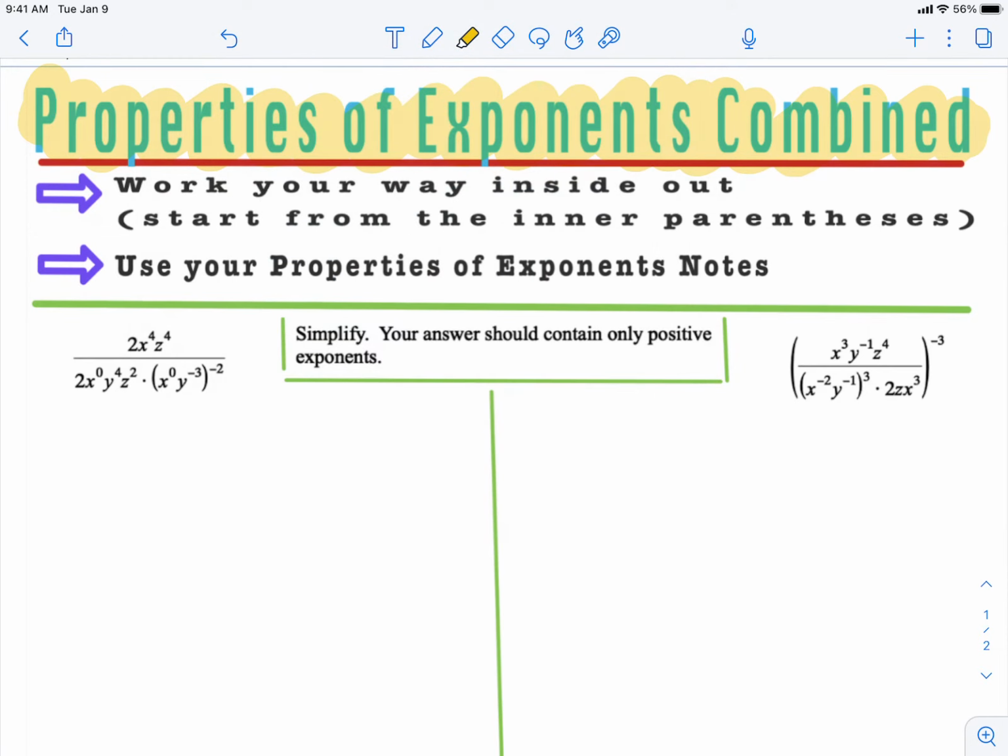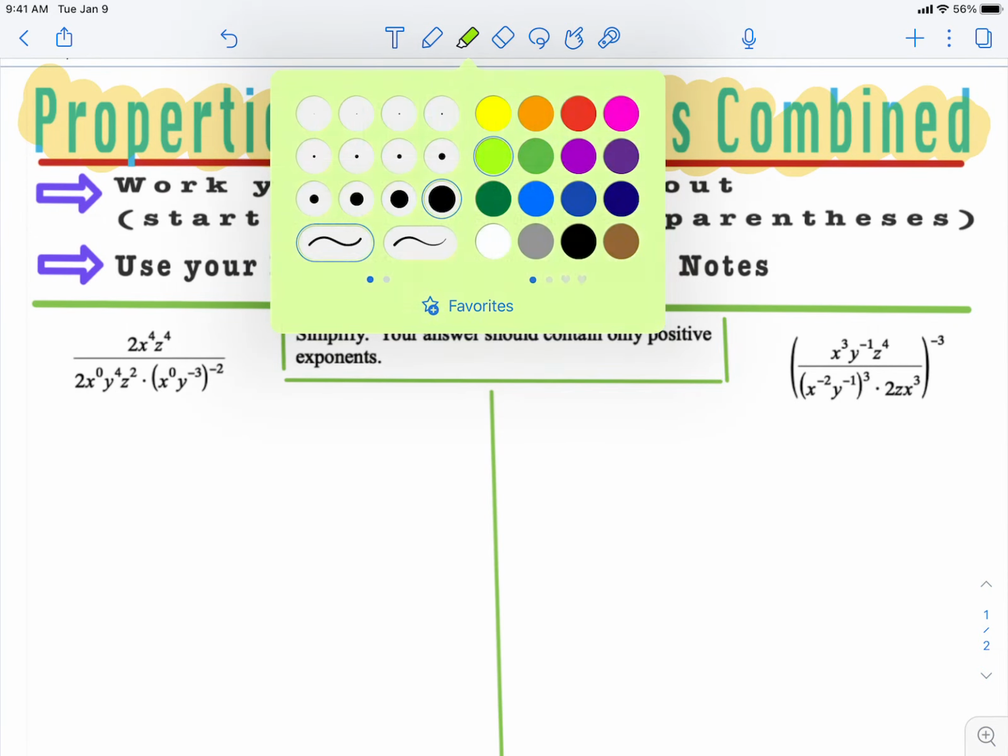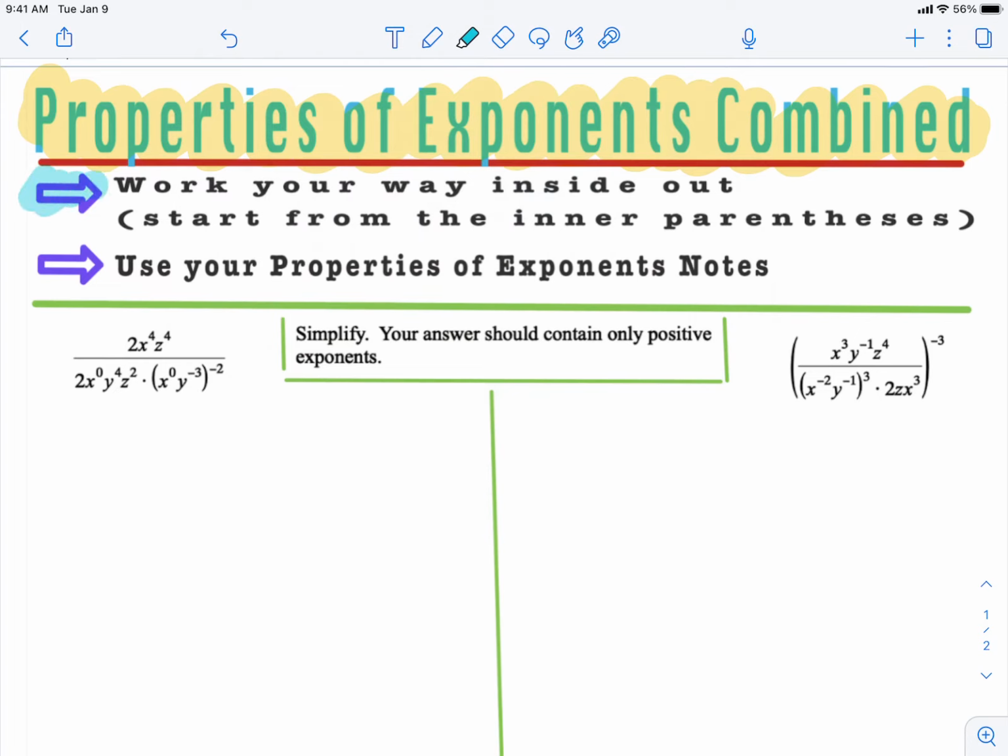Let us start with our first bullet point here. It says, work your way inside out. Like the movie Inside Out. What does that mean? Start from the inner parentheses. You always start from the inside out. Imagine you're stuck in a hole. You have to work your way from the inside to get out.